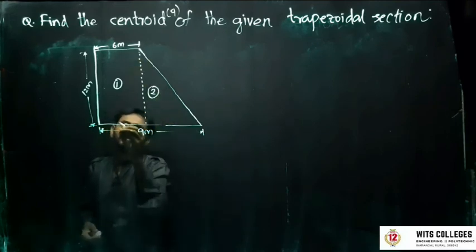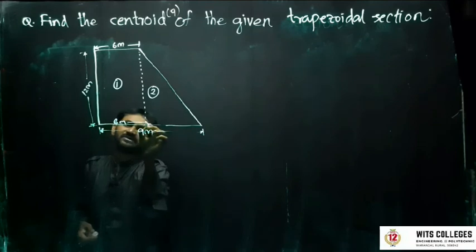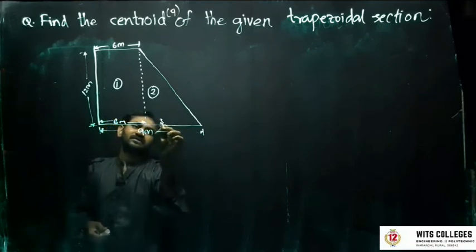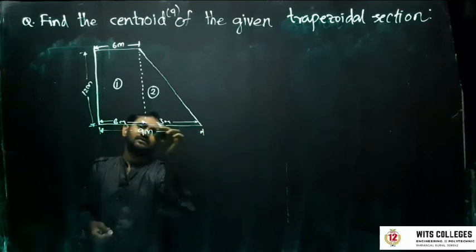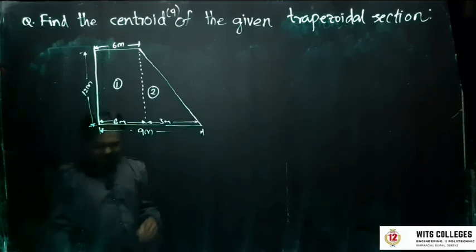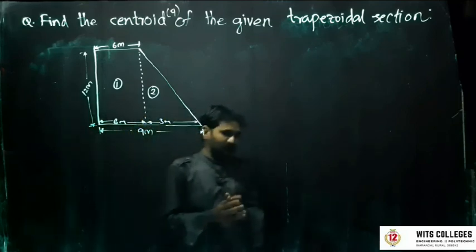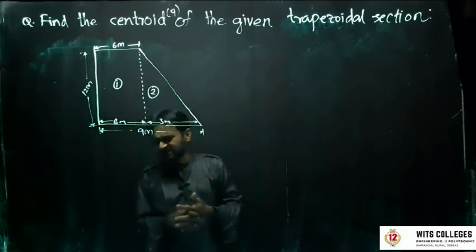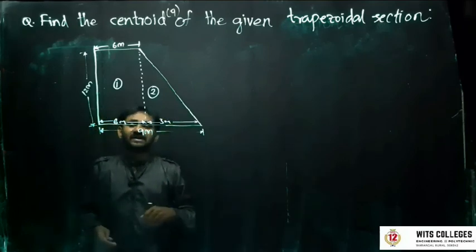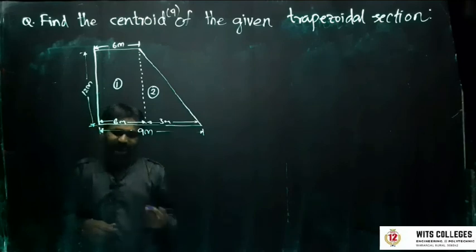If it is 6 meters, obviously this will also be 6 meters, and the remaining will be 3 meters. So this is like this. I have to divide the section. He's asking me to find out the y bar. Before going for that, again I need to calculate areas.